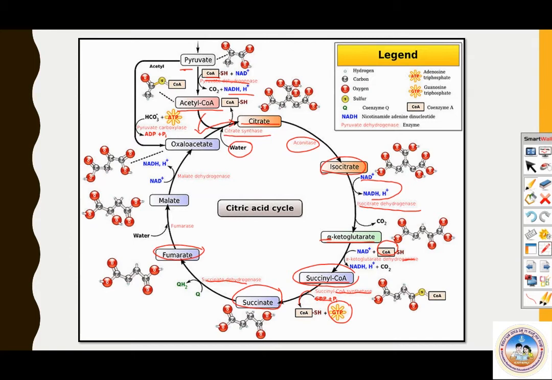Next, your fumarate will undergo hydration, which means addition of water, in the presence of fumarase to form your malate. Now, malate will again reduce NAD to NADH in the presence of malate dehydrogenase to form oxaloacetic acid, nothing but your oxaloacetate. Am I clear to you? So this is the entire cycle of the Krebs cycle, nothing but your citric acid cycle.